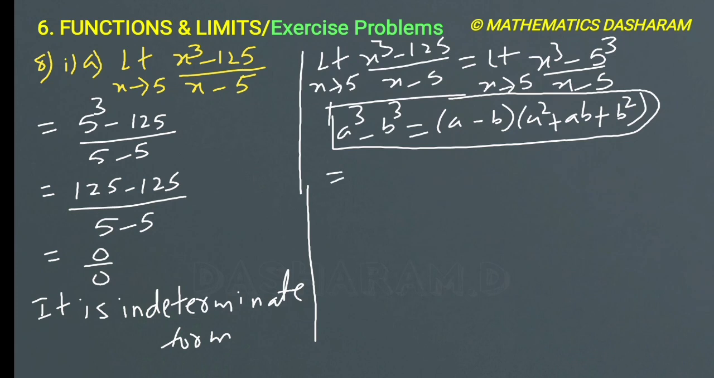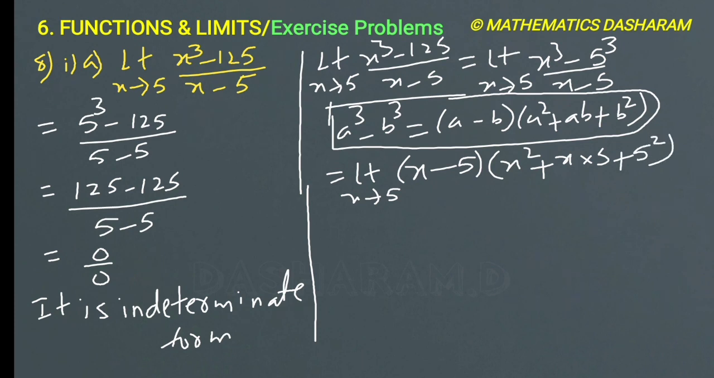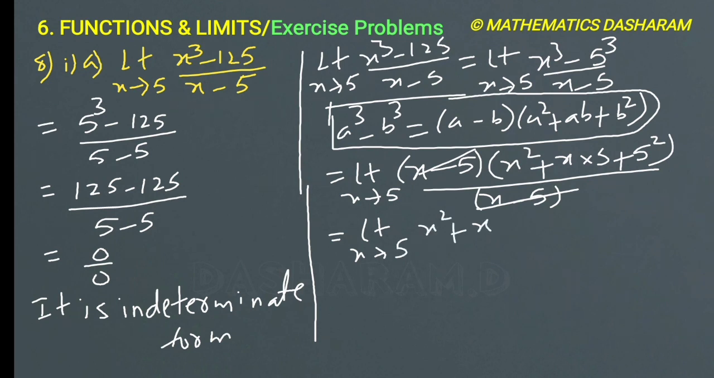So then it is equal to limit x tends to 5 of (x minus 5) into (x square plus x into 5 plus 5 square) divided by, the denominator will come as it is. Now numerator x minus 5 and denominator x minus 5 cancel. So limit x tends to 5 of x square plus 5x, and 5 square is 25.